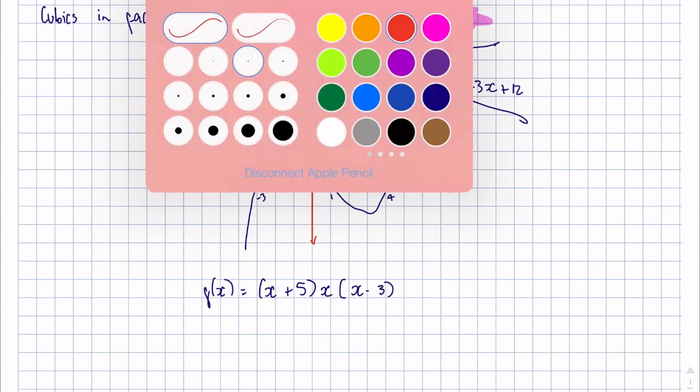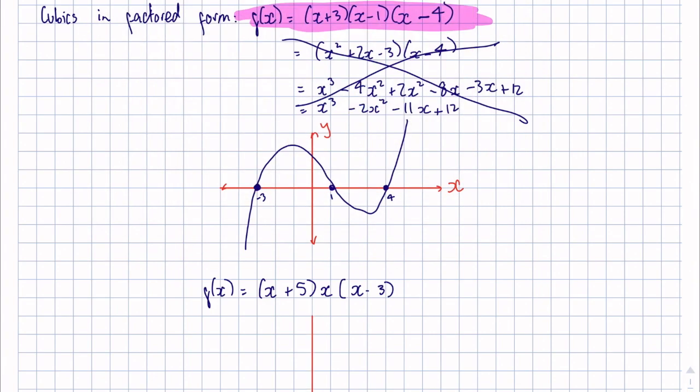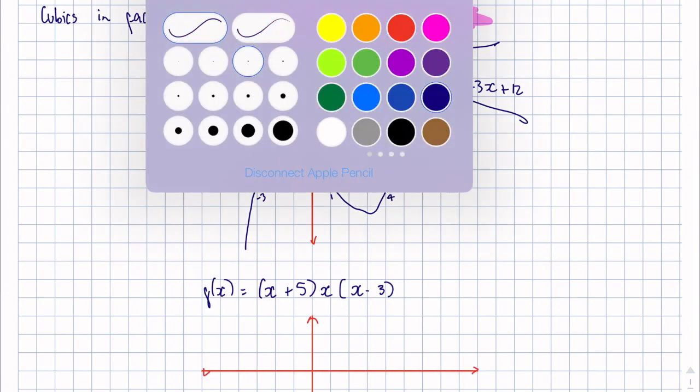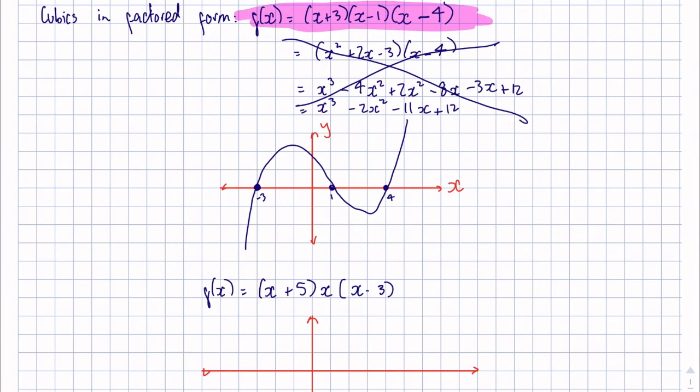So this one's going to go through our axes. I don't actually care whereabouts it turns around. It's going to start at the bottom left, it's going to start below the axis, and it's going to go through x = -5, x = 0, and x = 3. So it's going to turn around at those points.